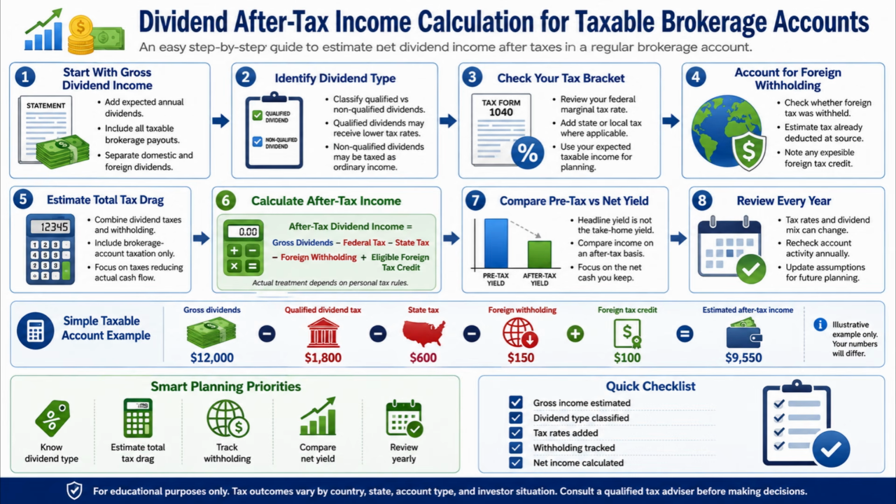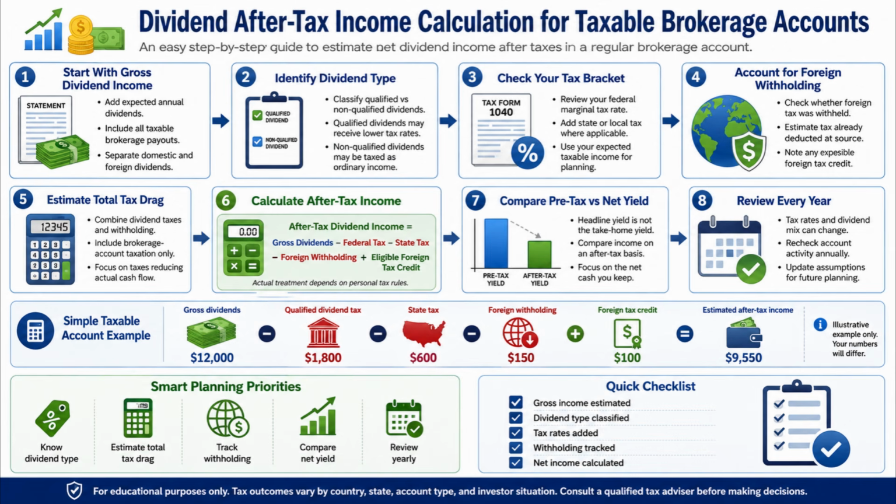Finally, review everything every year. Tax rates can change, your income can change, your dividend mix can change, and your account activity can change as well. Therefore, recheck your brokerage account statements, dividend classification, tax rates, withholding records, and after-tax income calculation annually. This helps you update your assumptions and plan more accurately for future income.